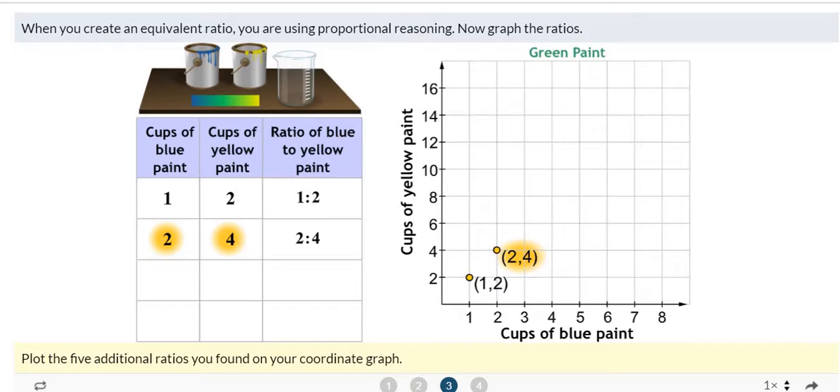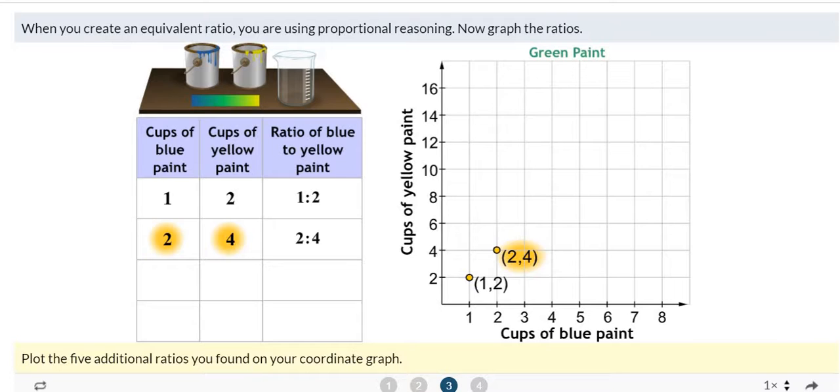All of them equal to 1 and 2. Did all of our points reduce down to the same point, 1 to 2? Yes. So that leads to my next question: look at point 1, 2, and what do you think is unique about it? It's simplified all the way.